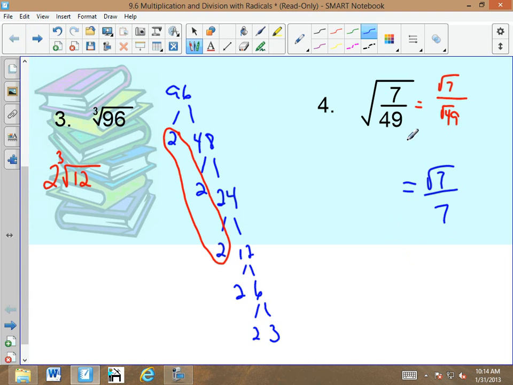You can put a 1 here if you want. You don't have to. You can put 1 times the square root of 7 over 7, or square root of 7 over 7. Either way is fine.